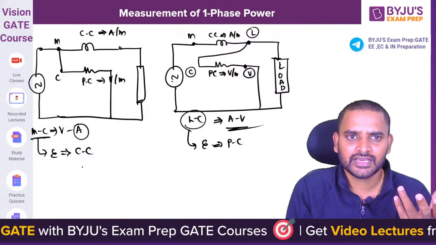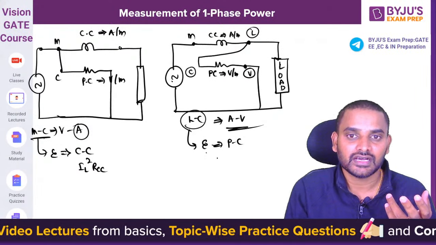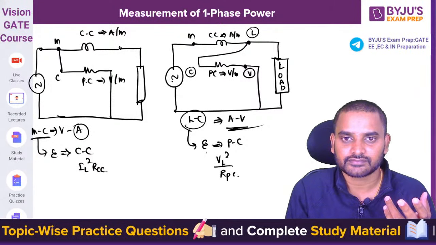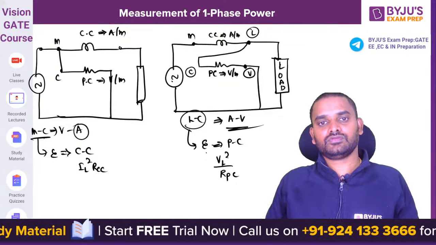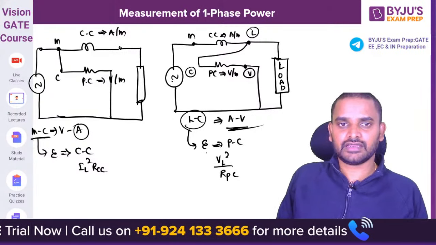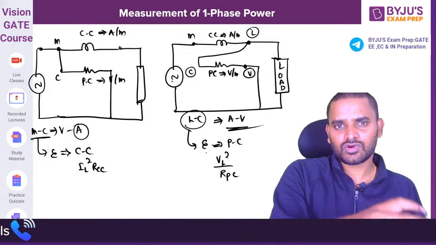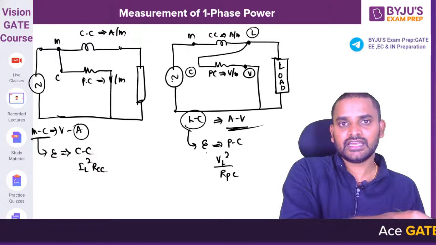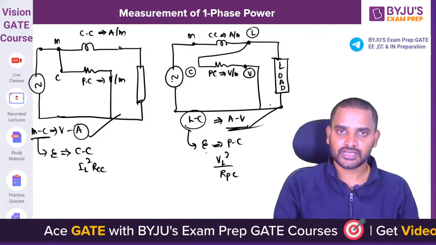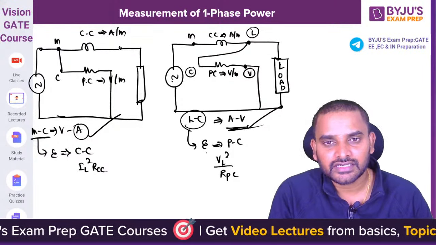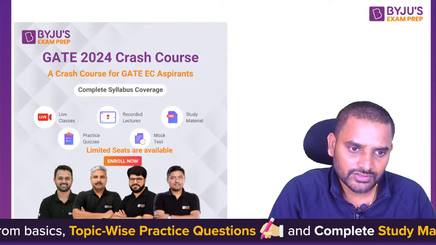Same as before, I can write it as IL square into RCC, and here the error is going to be VL square by RPC. So the single phase wattmeter, or the electrodynamometer type meter, is the same as the MC short wattmeter or LC short wattmeter. MC short looks like the voltmeter ammeter method. LC short looks like the ammeter voltmeter method. These are the points you need to understand from this session. If you have any doubts, you can ask me.